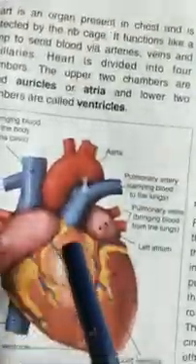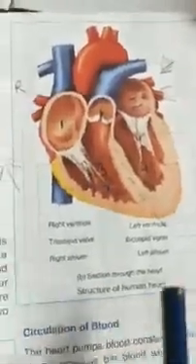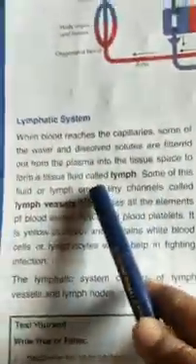So after that you have to complete or make this diagram, page number 8 from your book. Okay. And this diagram of heart, not this one. This one you don't make. This one you make in your pair notebook. Okay. Then we come to the last part, lymphatic system.